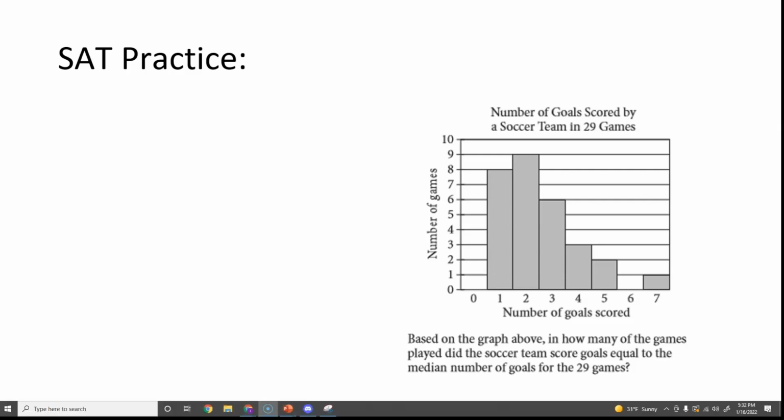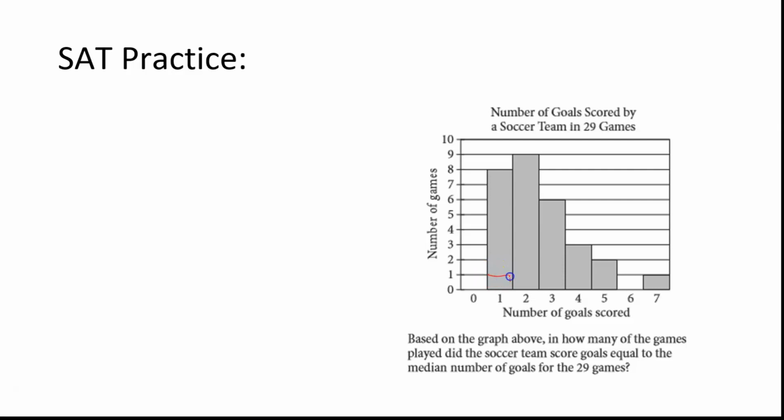So looking at this graph, we want to find the median number of goals, and we want to see how many times that number was scored. We have 29 games, and each of these games is represented by one hash, one piece, that would be one game. So the middle number for 29 would be the 15th game. We have 8 here, and then we have 9 here in ascending order. So our median is going to be somewhere in here, right? These are our first 8. These are our second 9.